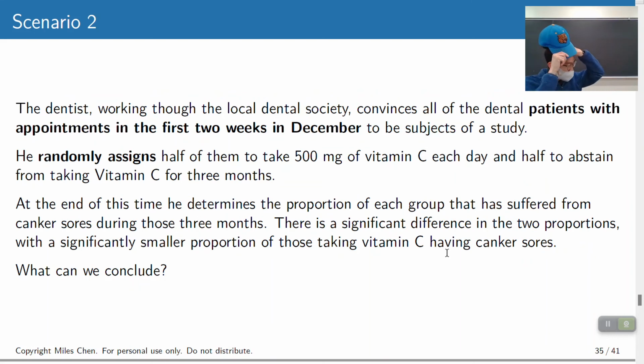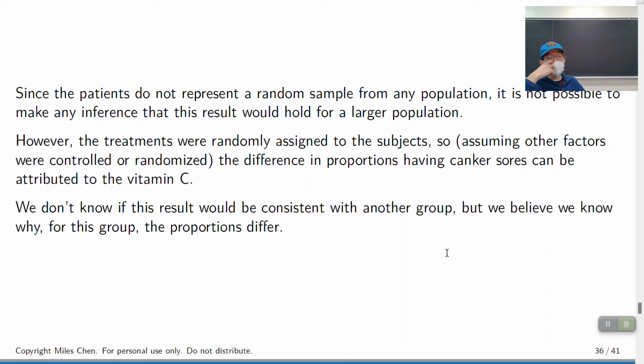All right, what if we do the same thing? We select patients from the first 2 weeks of December, and then we do random assignment. We say some of you have to take vitamin C, some of you are not allowed to take vitamin C. You must abstain from taking vitamin C. All right, we go through the analysis, we find a difference between the two groups. What can we conclude? Well, again, it's not a random sample, so we're hesitant to generalize to a bigger population.